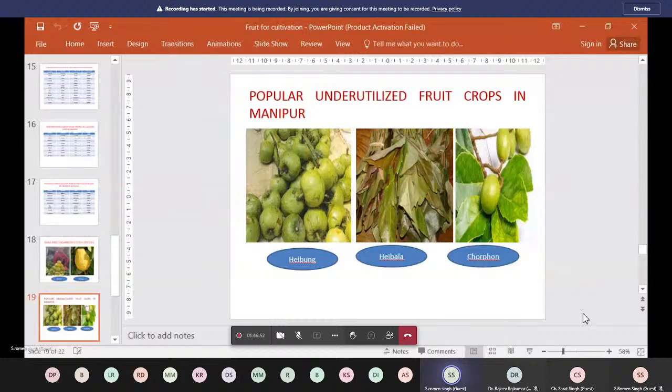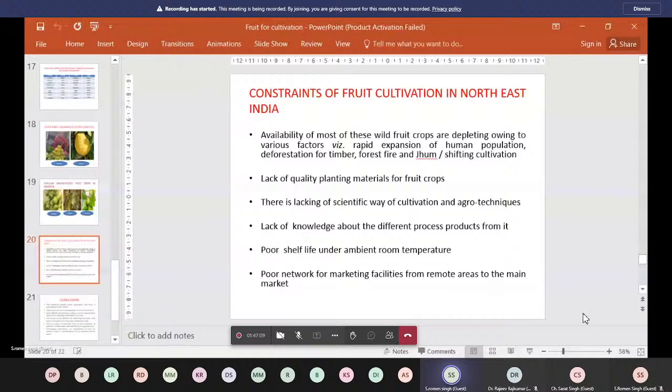So, I want to share some of the constraints for fruit crop cultivation in Northeast India. One is the availability of fruit crops, which mainly grow in the forest regions of India. They are now rapidly disappearing due to deforestation as well as human population expansion and jhum cultivation. Day by day, the area under minor fruit crops and fruit cultivation is depleting.